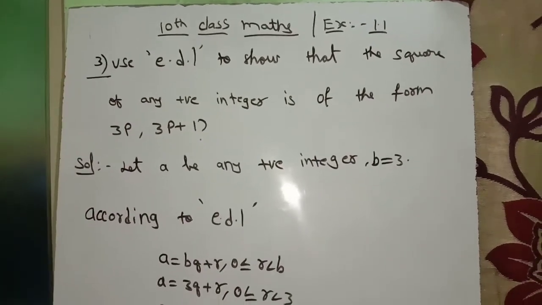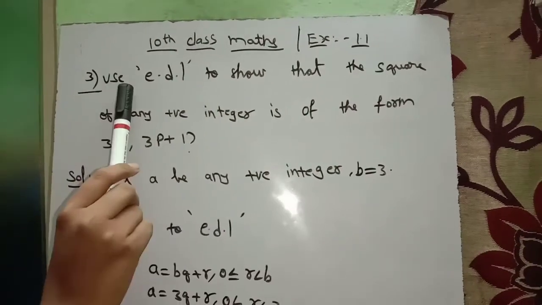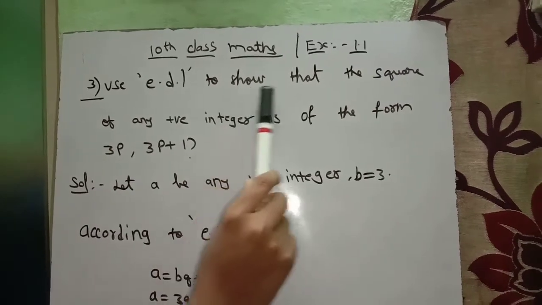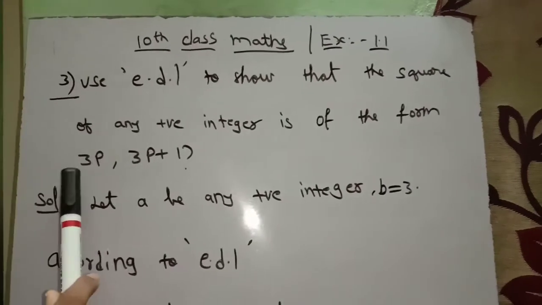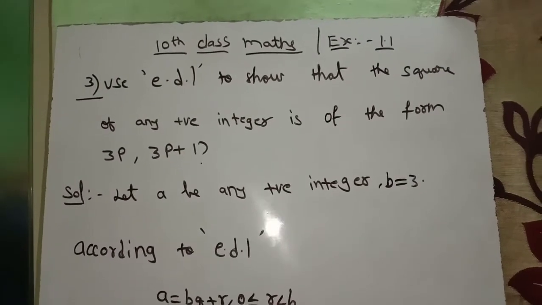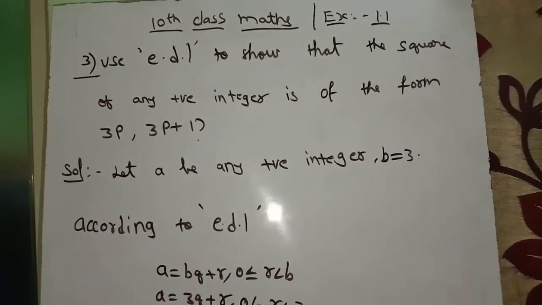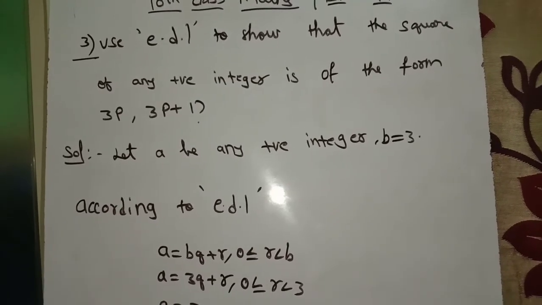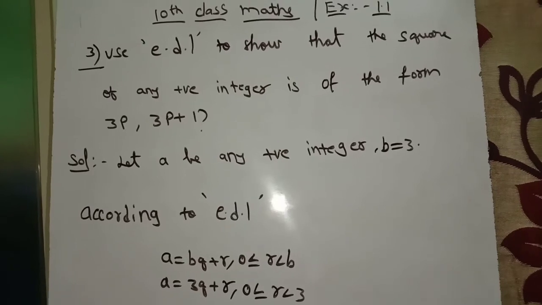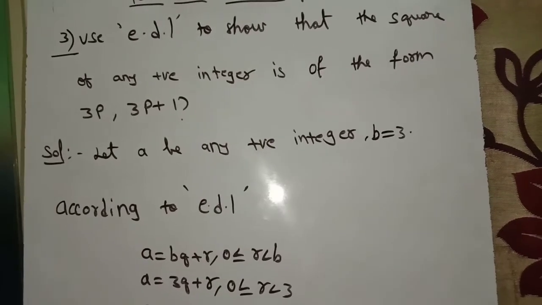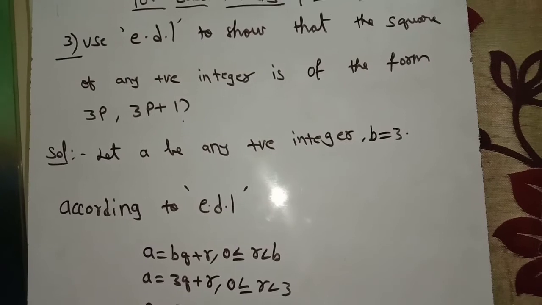The third sum question is given as: use Euclid's division lemma to show that the square of any positive integer is of the form 3p or 3p plus 1. So here the question means if we take any positive integer and we square it, it will definitely be in the form of 3p or 3p plus 1, where p is any integer.